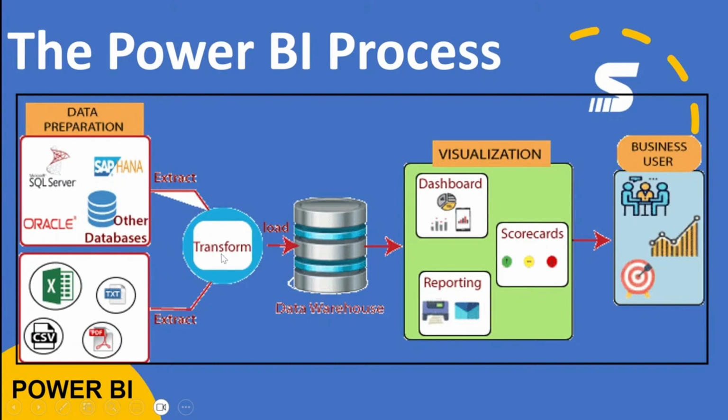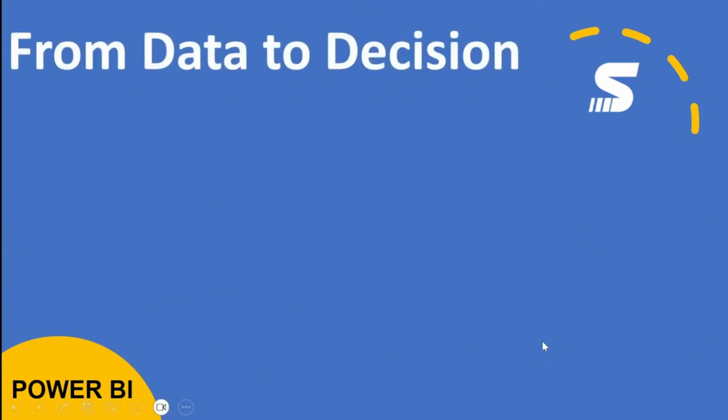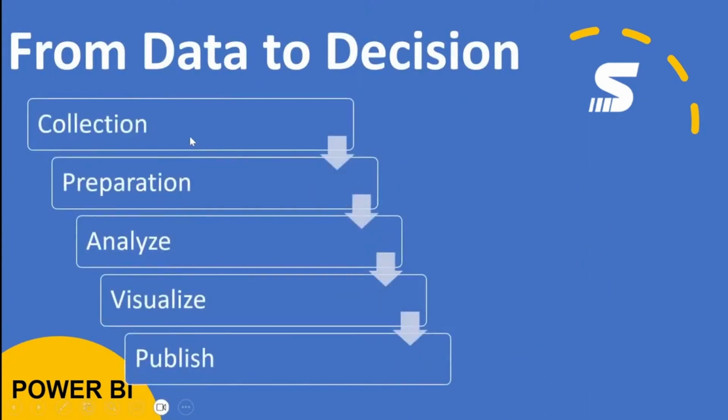There are transformation techniques that I'll be explaining to you. And from there, you can create various reports, scorecards, and dashboards. These are all the visualization techniques. So these are data preparation techniques, these are data transformation techniques, and then you use the data visualization techniques. And the moment you are satisfied with this, you publish it to the business users. The process of Power BI is simple. It is from the data to the decision, which means that you collect the data, you prepare the data, you analyze the data, you visualize the data, and then you publish it.